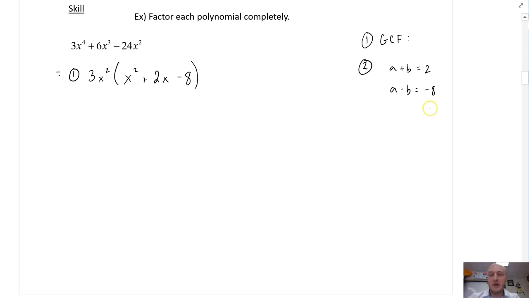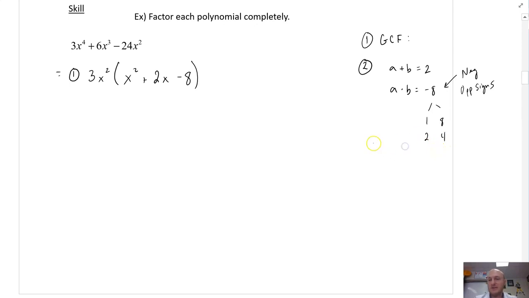Okay, so again, you can make a list, 1 and 8, 2 and 4, 4 and 2, and that's it. Okay, but notice now, this is negative. So these are going to be opposite signs. So if I have here, how about this, a negative 2 and a positive 4, that works.